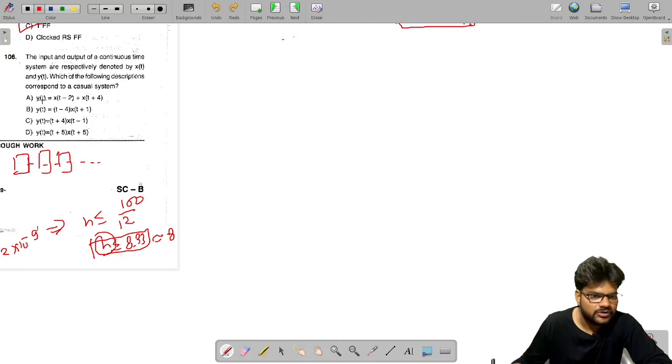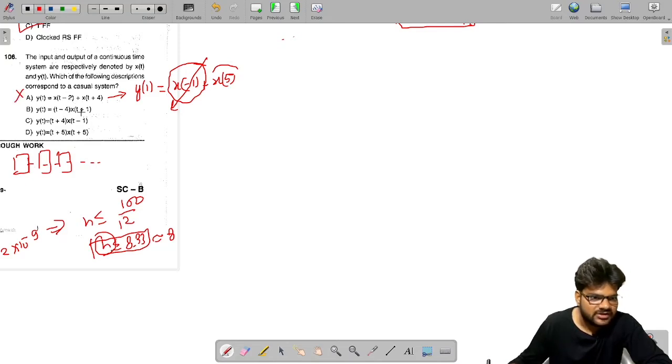How? If you put t equals to 1, then what you will get from this option? So y(1) you will get x(minus 1) plus x(5). So this is correct, that output is depending on past value of input. But here we are finding the value at t equals to 1, but input is at t equals to 5. So output is depending on future value of input. So this is not causal.